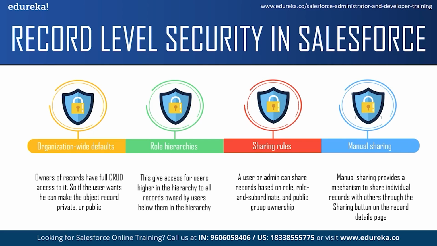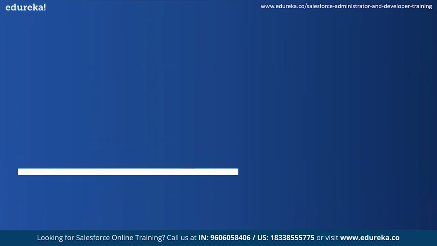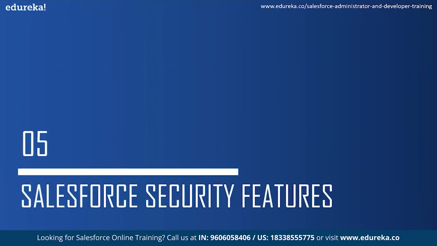Manual sharing provides a mechanism to share individual records with others. This permission is accessed through the sharing button on the record detail page and lets end users share individual records with each other. So this was about the different levels of security in Salesforce. So now let us move on to the next topic and see some of the Salesforce security features.